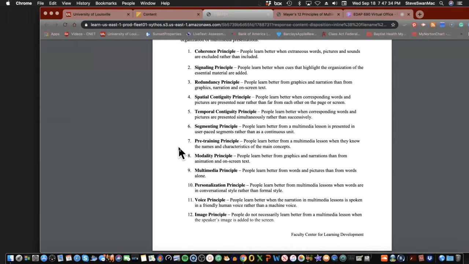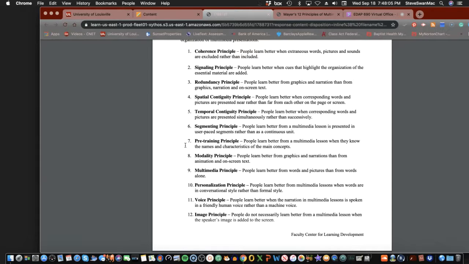Number 6, you know this one because you're a good teacher. Segmenting principle. People learn better from a multimedia lesson that is presented in user-paced segments rather than in a continuous unit. Hello? This is what we do as good teachers. We call this chunking. We chunk the information so that it doesn't overwhelm our students. And that's what he's saying here. You don't just throw everything at somebody.